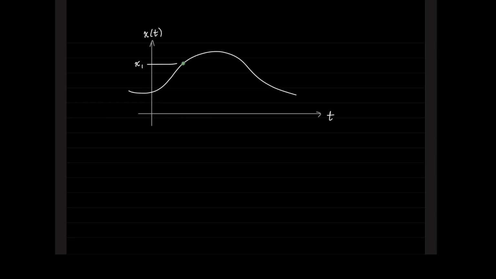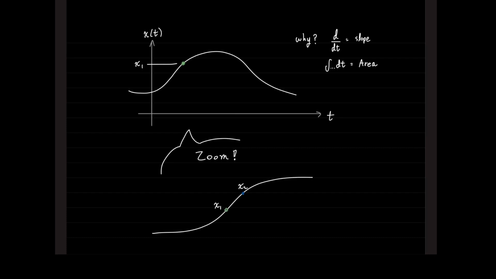Now I want to go over some important intuition in calculus of why these terms are related to the graph. This is a graph of position and time. Now let's zoom in on this x1 position. If we define the point x2 and a line between them, this length is the change in time, and this is the change in position. And the ratio is the slope of this line.